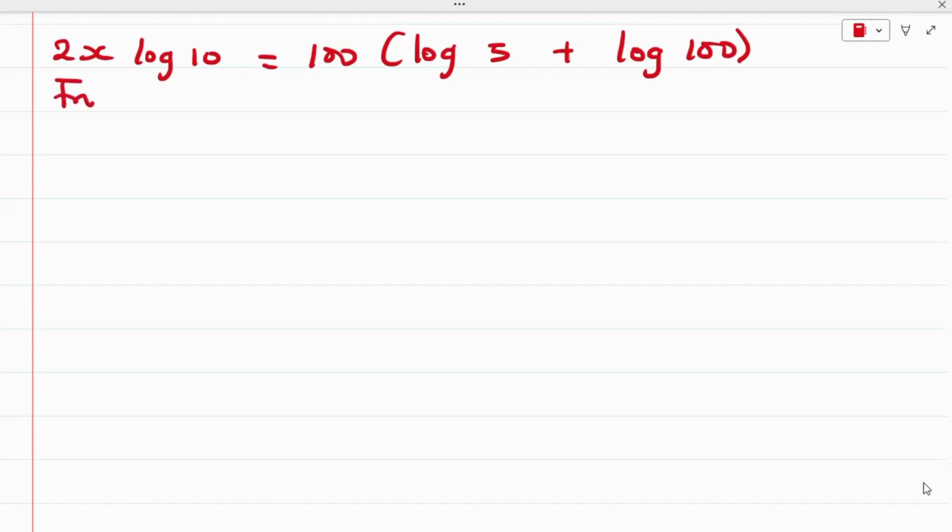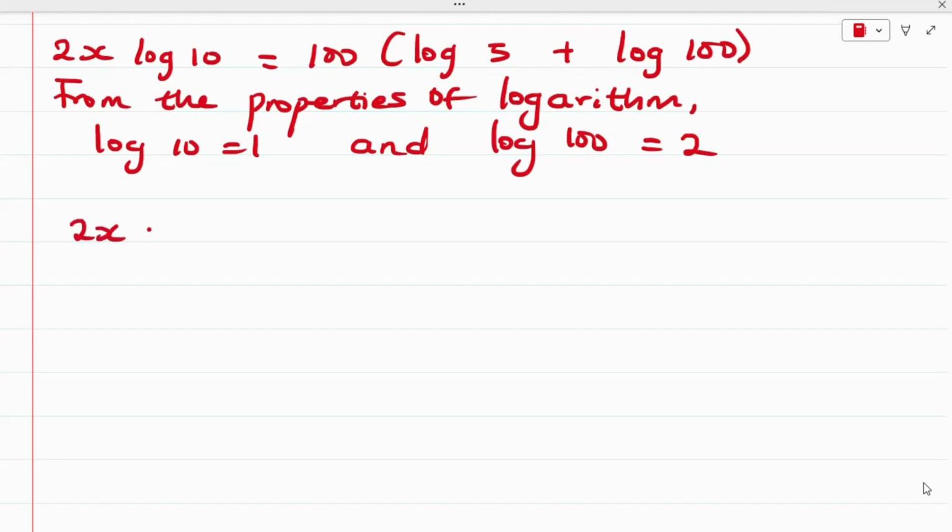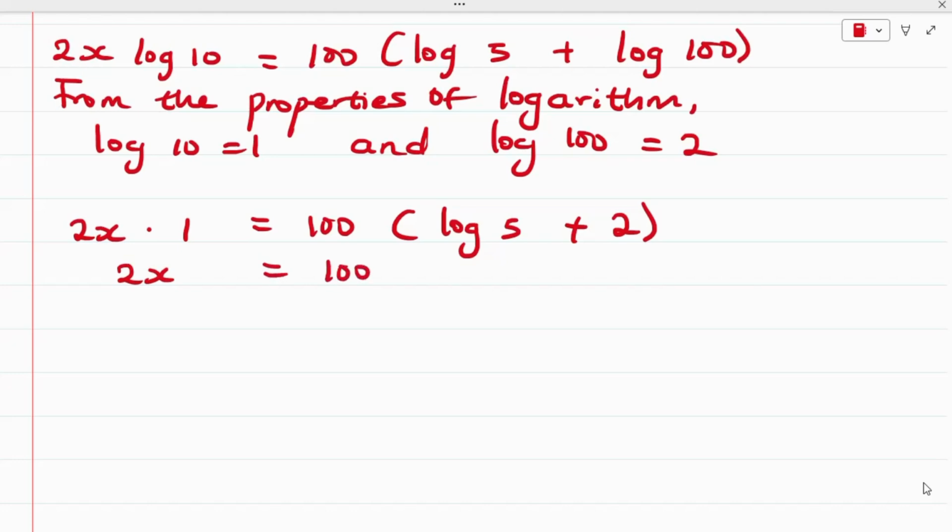So from the properties of logarithm, we know that log 10 is equal to 1 and log 100 is equal to 2. So putting this here, we have that 2x multiplied by 1 is equal to 100 into log 5 plus 2. 2x multiplied by 1 is going to give us 2x, which is equal to 100 into 2 plus log 5. So we want to simply interchange this right here.